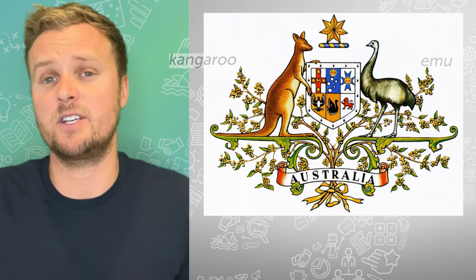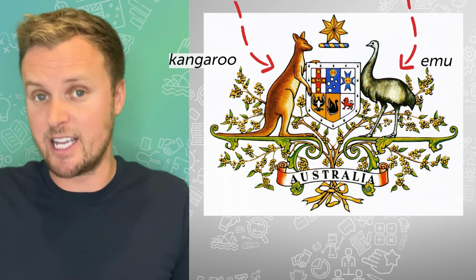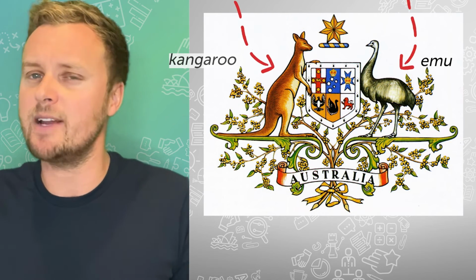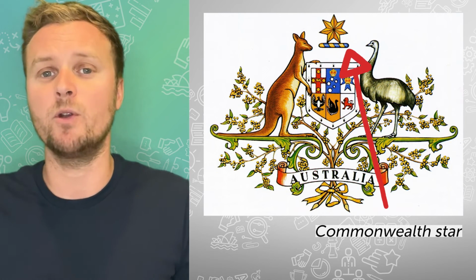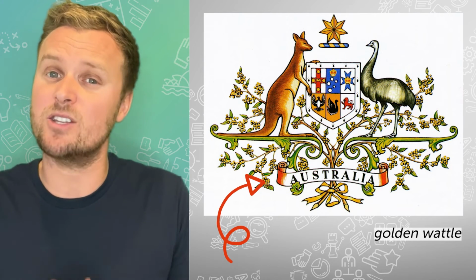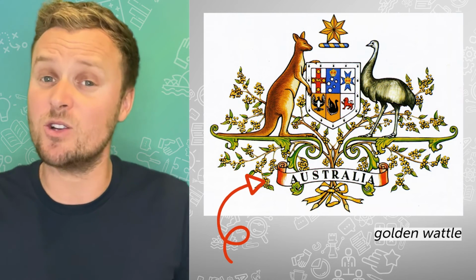On each side of the shield, there's a kangaroo and an emu, which are 2 animals very characteristic to Australia. Above the shield, there's a gold star, which is called the Commonwealth Star. The background of the coat of arms is the golden wattle, which is Australia's national flower, and also the next symbol that we're going to discuss.